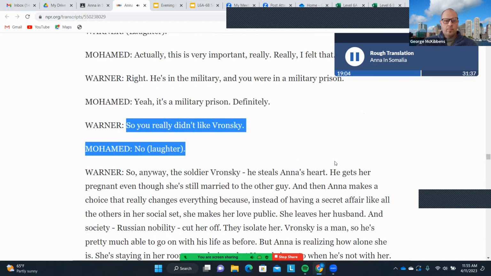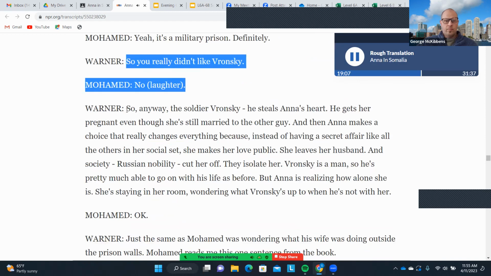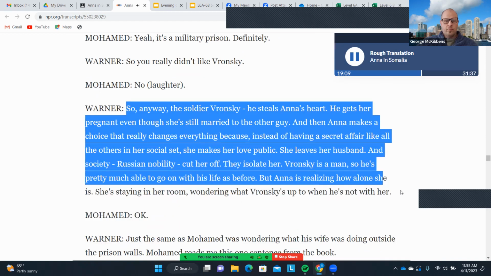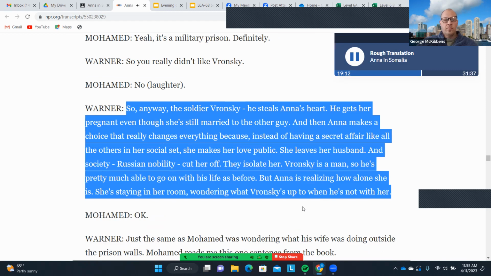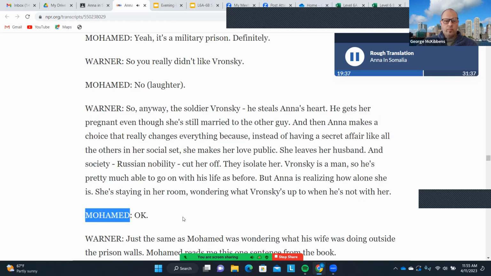No. So anyway, the soldier, Vronsky, he steals Anna's heart. He gets her pregnant, even though she's still married to the other guy. And then Anna makes a choice that really changes everything. Because instead of having a secret affair, like all the others in her social set, she makes her love public. She leaves her husband. And society, the Russian nobility, cut her off. They isolate her. Vronsky is a man, so he's pretty much able to go on with his life as before. But Anna is realizing how alone she is. She's staying in her room, wondering what Vronsky's up to when he's not with her.